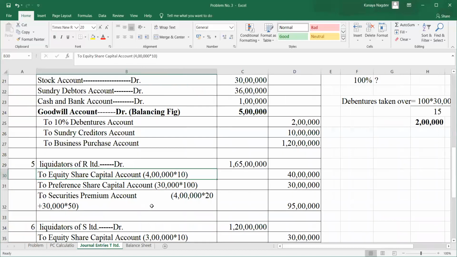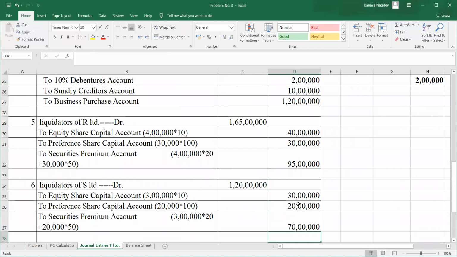Okay. So the remaining extra amount is to be credited to securities premium. 4 lakh multiplied by 20 here, because shares of 10 are issued at 30. So 10 is capital, 20 is premium. In case of preference, it is 100 issued at 150. So 50 rupees is premium, which is credited to securities premium account. Same entry in case of S Limited also.